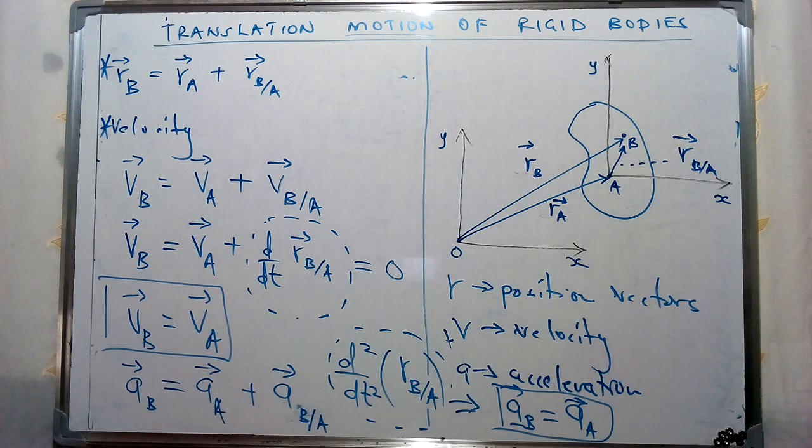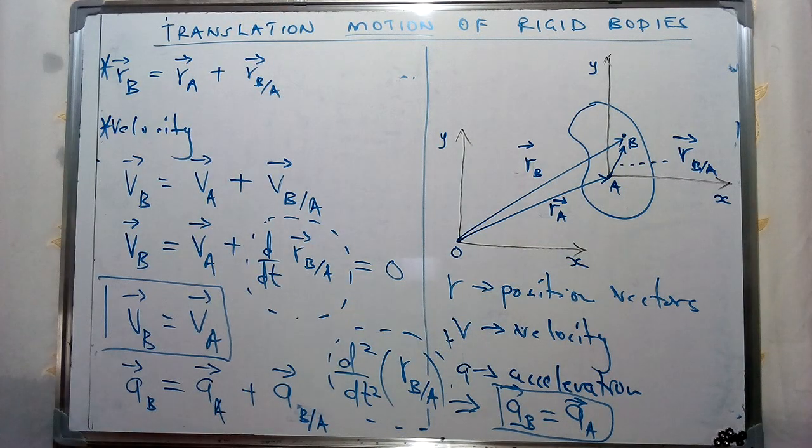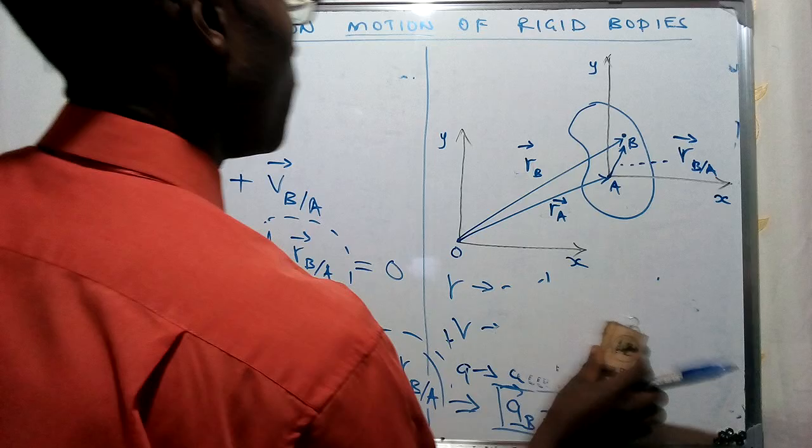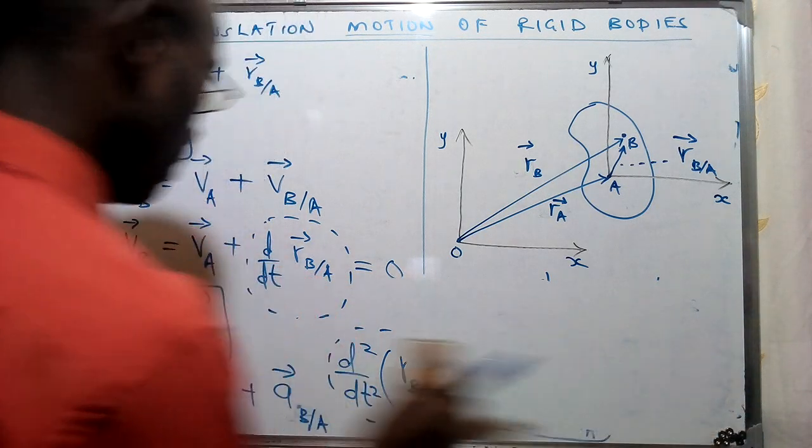And these are going to be true for what we refer to as a translation type of motion. So in case we come across them, we're going to be treating them as such. And that's going to be giving us a clue on how we can describe a translation motion of what we refer to as rigid bodies.